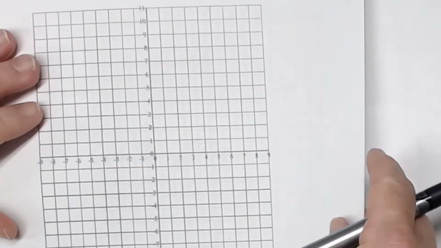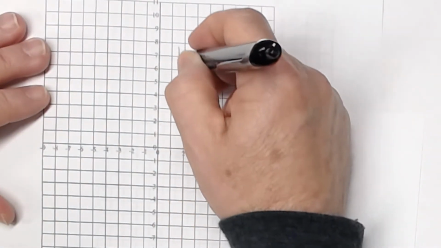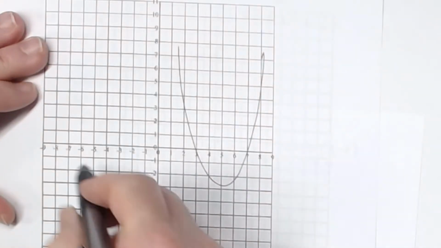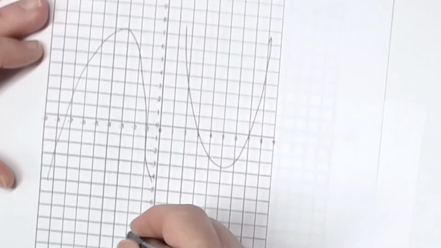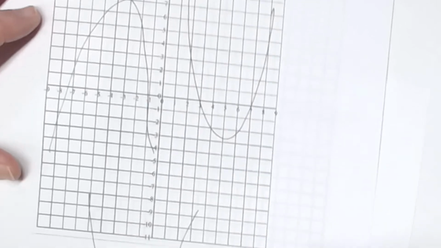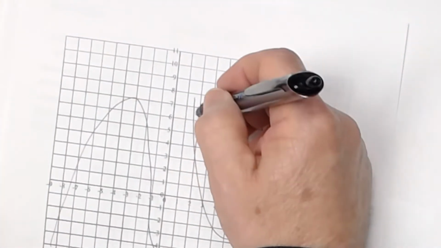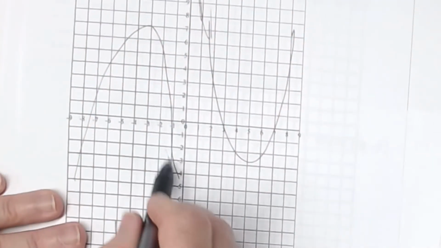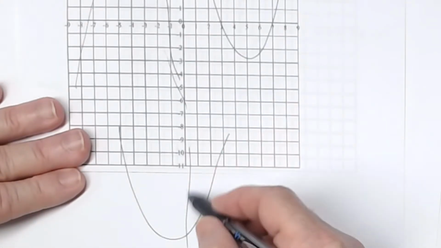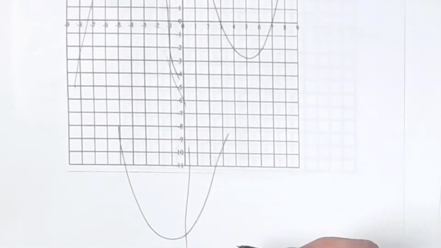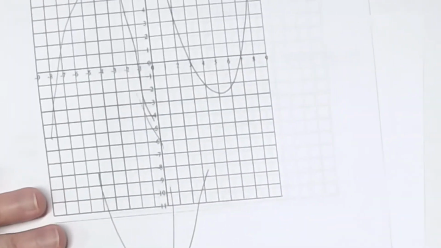Regardless of what the parabola looks like, whether it does this, whether it does this, whatever it may be, it's always going to have a y-intercept. At some point, your graph is going to cross the y-axis. It's always going to have a y-intercept.